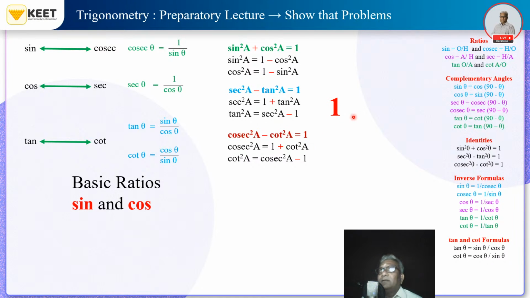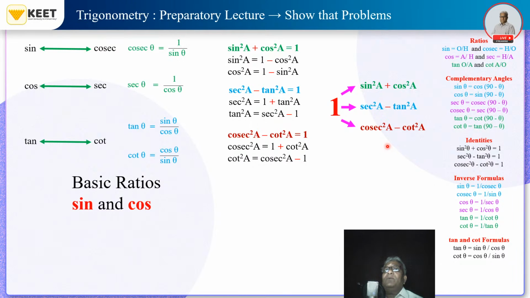and this 1, in the problems you can replace by either of these identities. Now see, it is shown on your screen. 1 can be replaced by sin square A plus cos square A. 1 can also be replaced by sec square A minus tan square A. And it can also be replaced by the third identity, that is cosec square A minus cot square A. So in some cases, you may feel it necessary that 1 is to be replaced. So you can use any one of these particular identities.